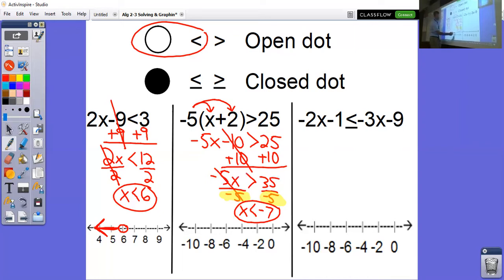Now, -7 on our number line is in between -6 and -8. So all I'm going to do is estimate there. I'm going to put an open dot because we have less than. And our inequality symbol is going to the left.